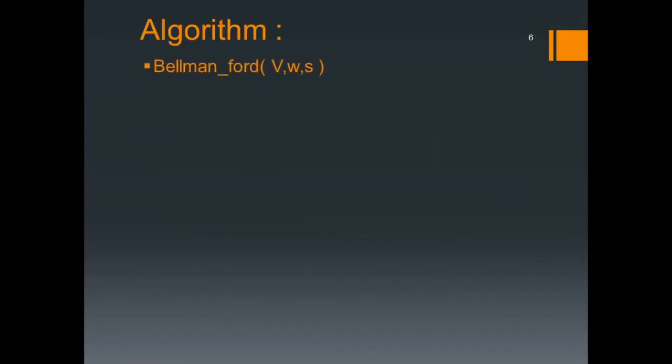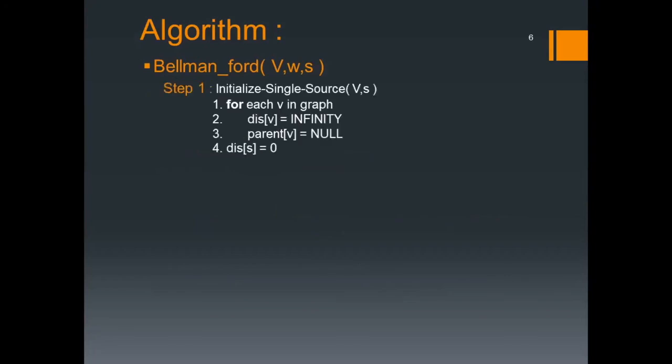And come here, the algorithm part. First of all, we can see the Bellman-Ford function, and in this function, step one has an initialize step. In this step, I will initialize the distance of every vertex to infinity, and the parent of every vertex will be null, and the distance of the source is zero.